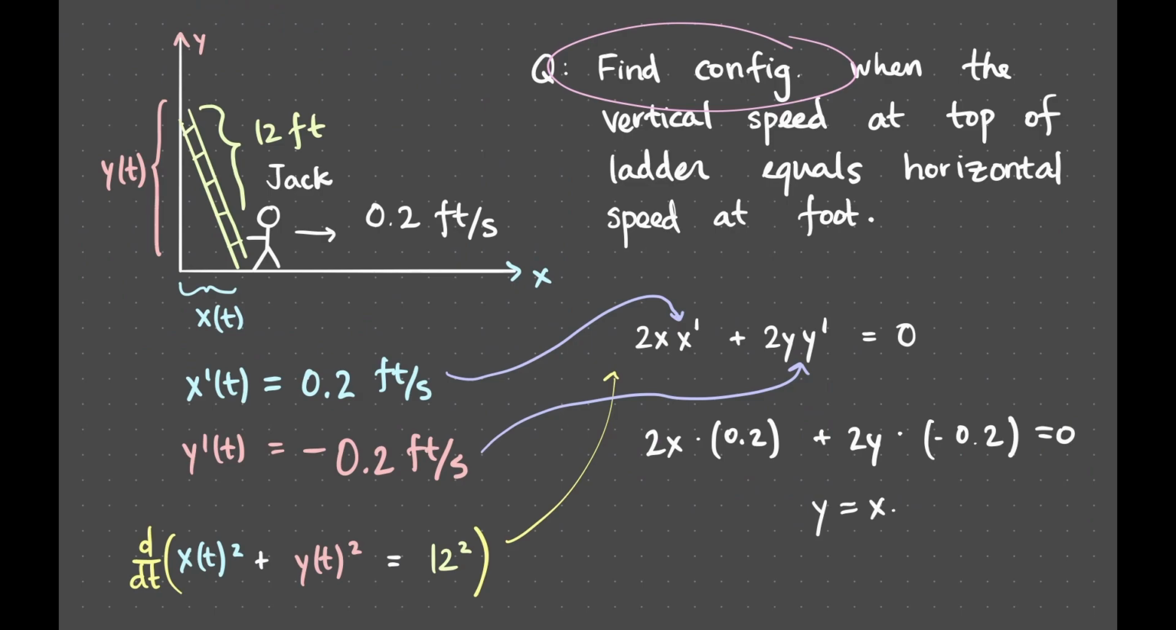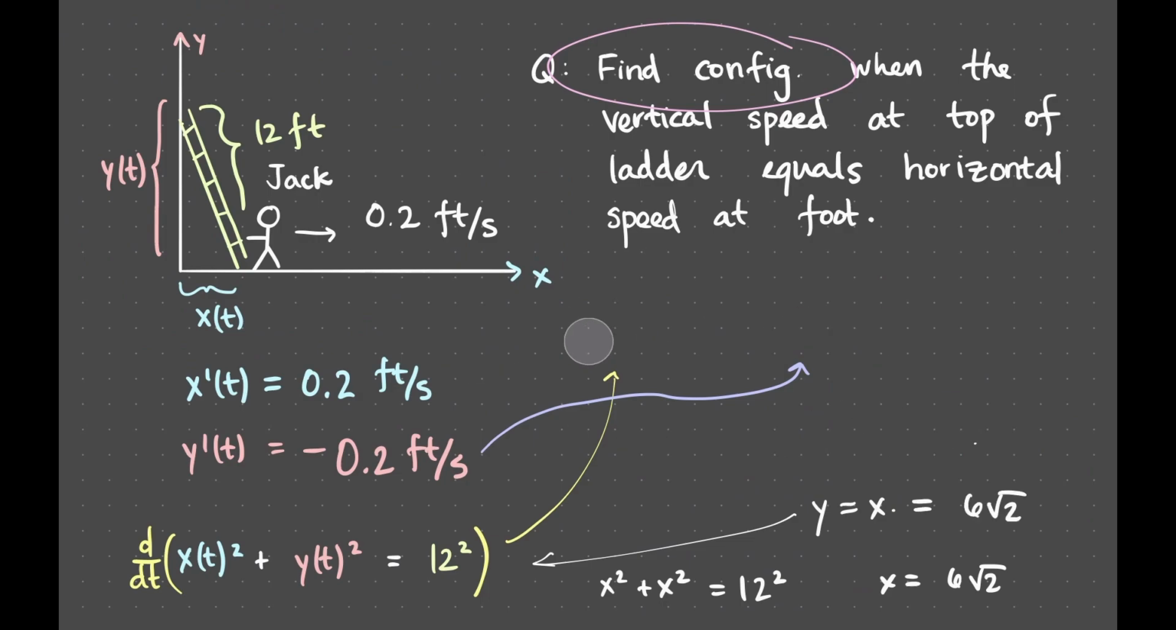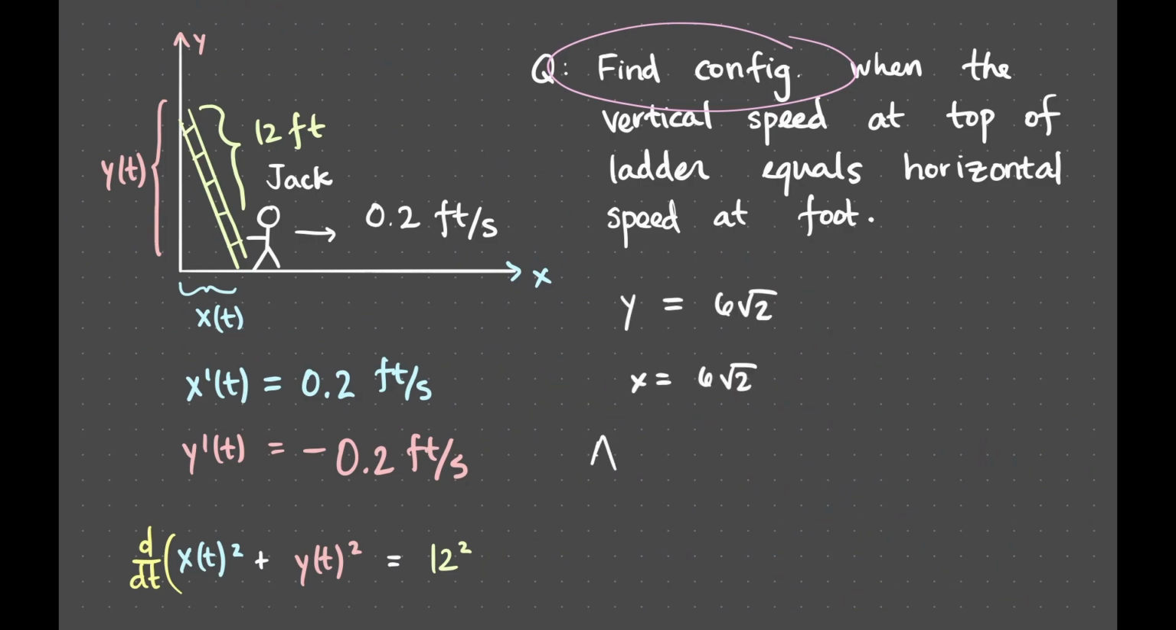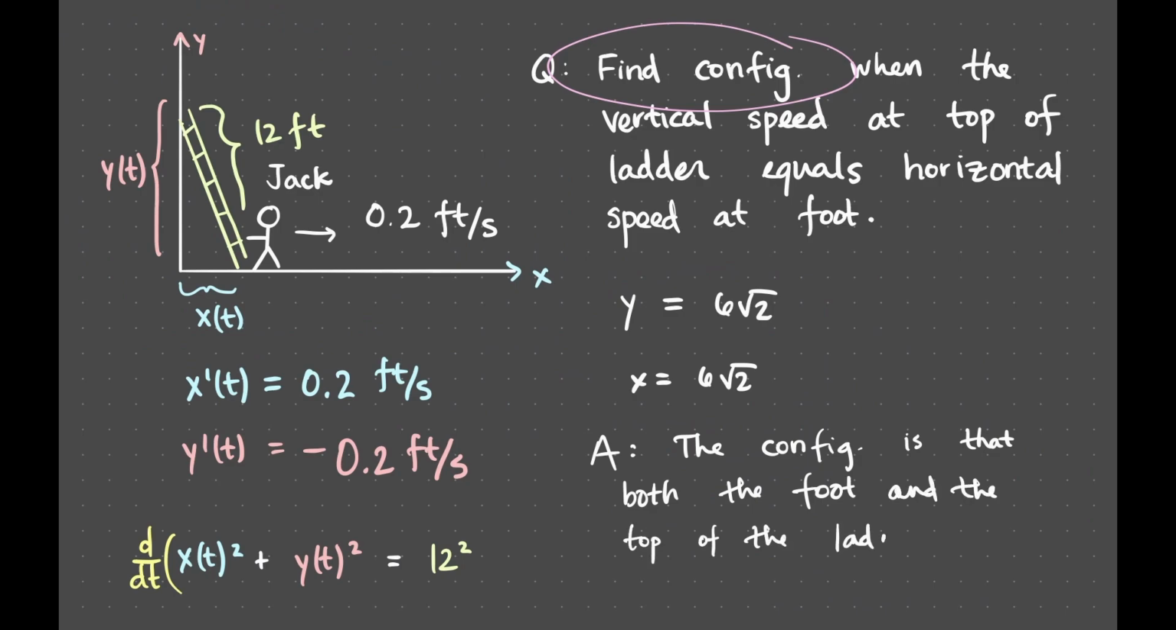Now, to find the exact values of x and y at this point in time, we'll just use that they're legs of a right triangle, satisfying the relationship x squared plus y squared equals 12 squared. Since y equals x, we can write x squared plus x squared equals 12 squared, and solving for the positive version of x shows that x equals 6 times the square root of 2. Since y is equal to x, we have that y is equal to 6 square root of 2 as well. In total then, the configuration of the ladder at the instant in question is the one where the foot and the top of the ladder are both 6 square root of 2 feet away from the corner of the wall.